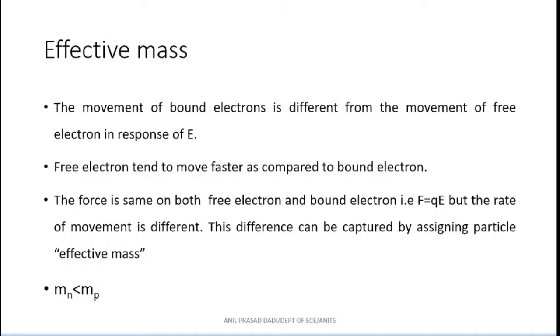Why has effective mass been brought into the picture? Because hole movement is different from free electron movement. The same force, the same electric field, is applied either onto your free electron or onto your valence electron. But because of this difference in the rate of movement, we are assigning a particular term called effective mass. And the effective mass of hole is very large compared to the effective mass of electron.